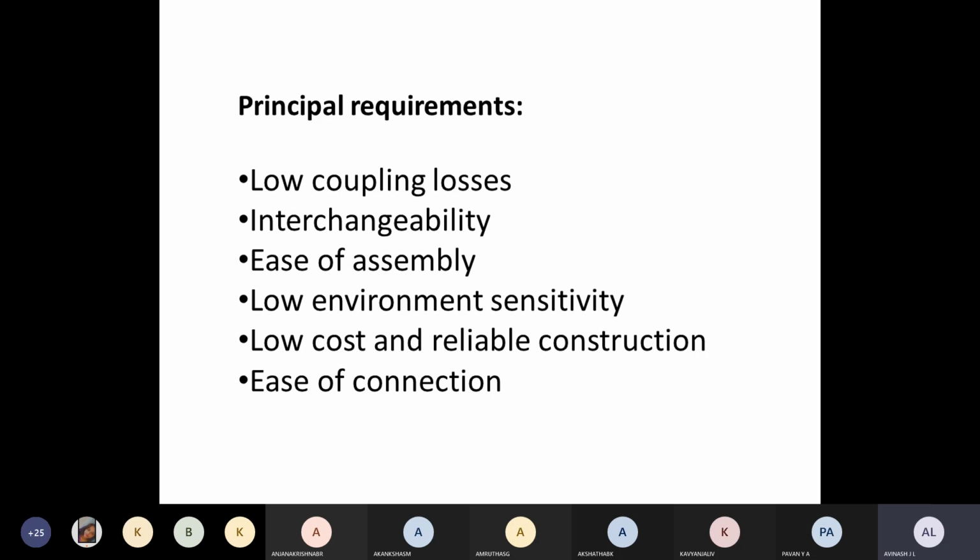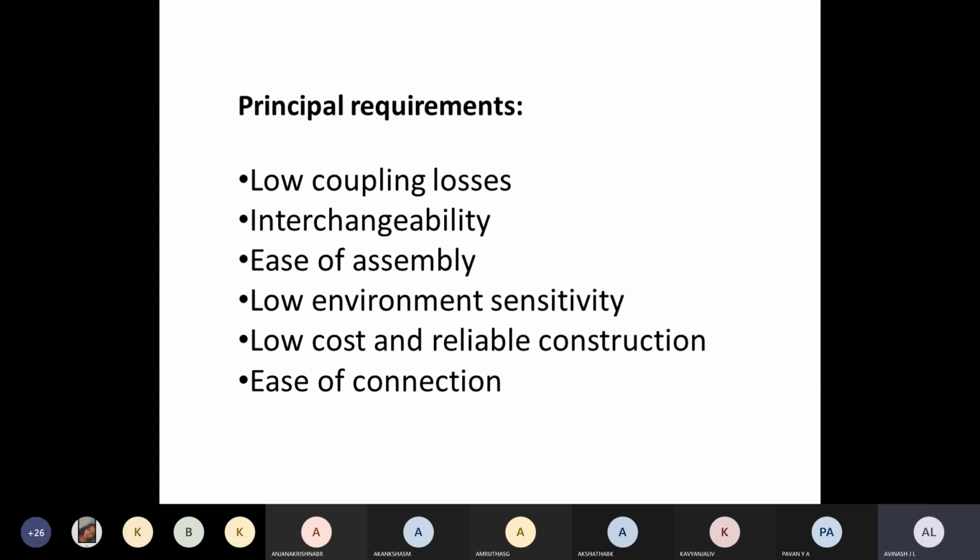So environmental sensitivity should be low. Here, environmental sensitivity means temperature change, humidity change, climatic changes, raining, fogging; everything will be environmental parameters. Those environmental parameters should be very insensitive.